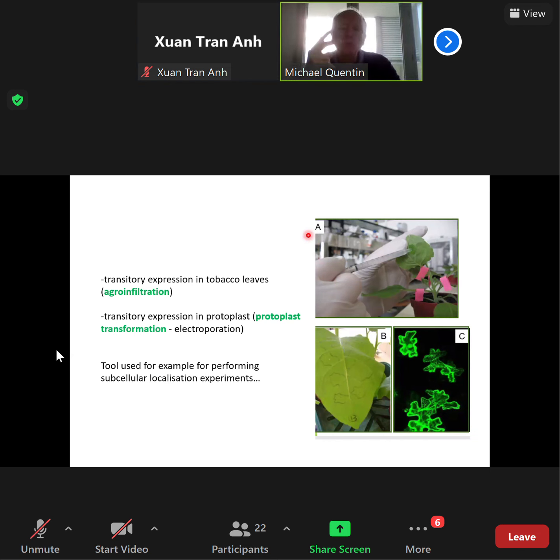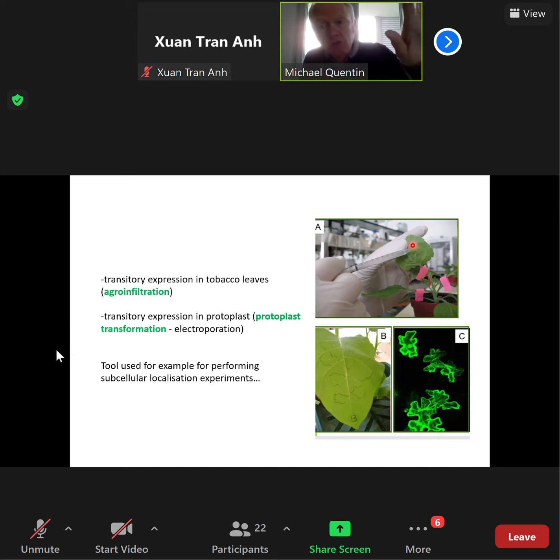And there are two methods I want to speak about. It's agro-infiltration, and the second method is using protoplasts. When you do agro-infiltration, what you will do is infiltrate, that's what you can see here, agrobacteria. What you see in the syringe is a suspension of agrobacteria, and you will infiltrate those agrobacteria into the leaf.